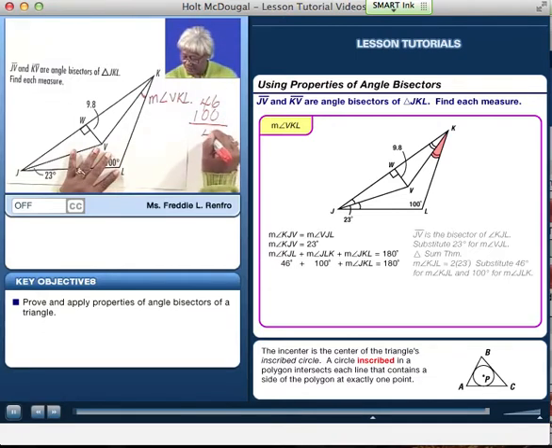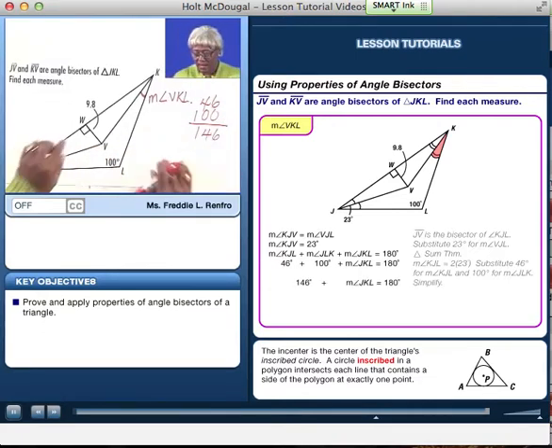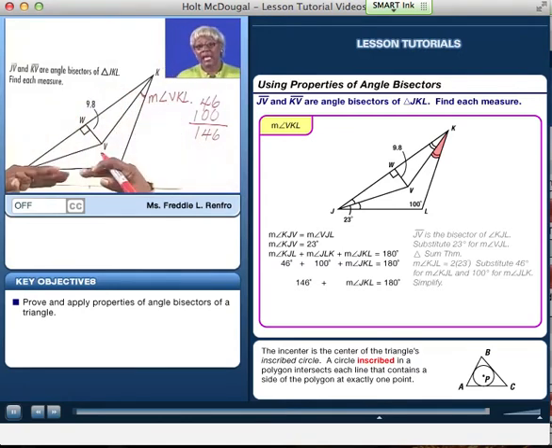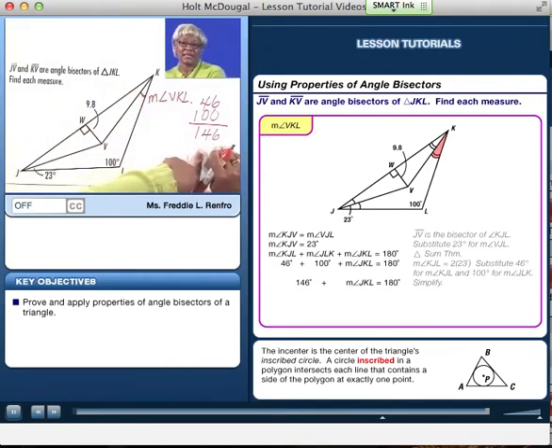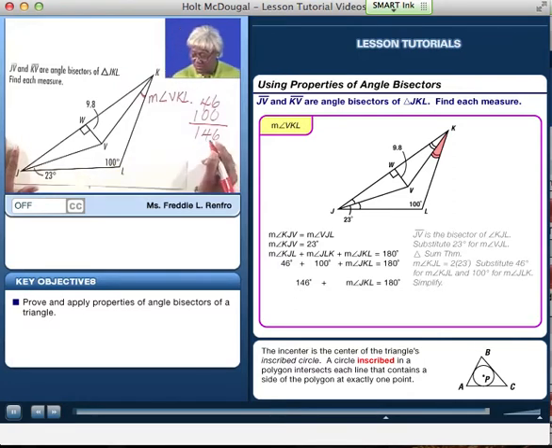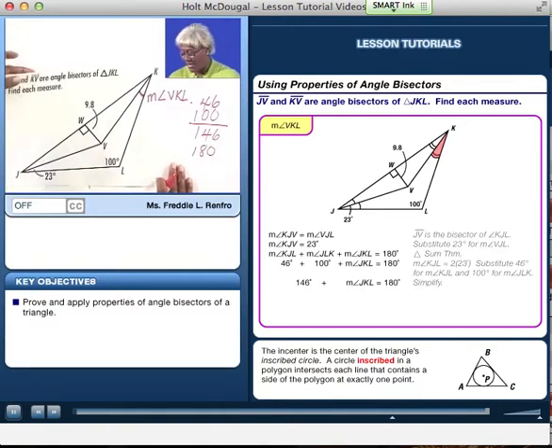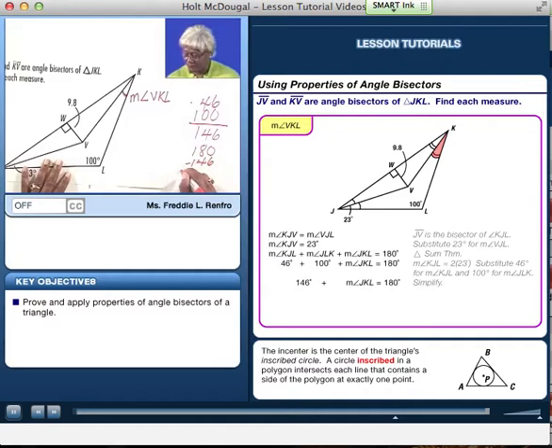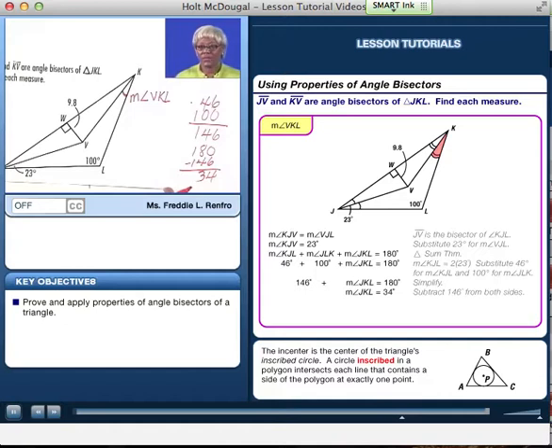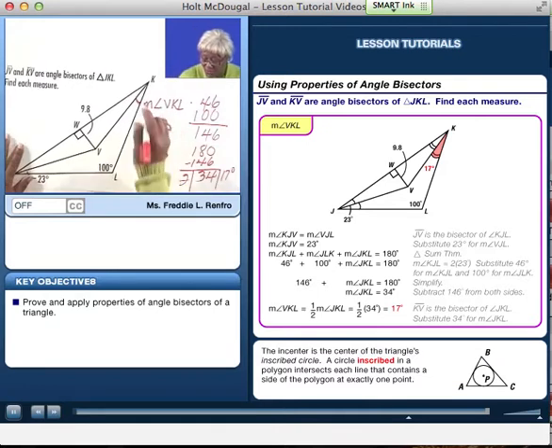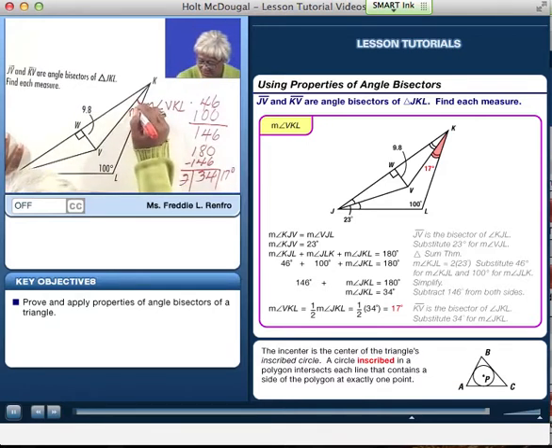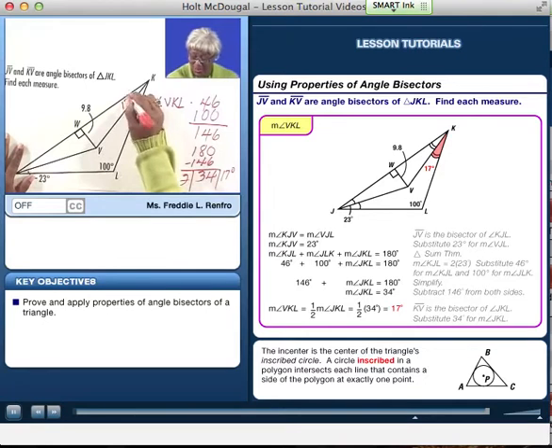When we add, we get 146. These two angles together, when I add them to 146, should add up to 180 degrees. So what I'm going to do is subtract 146 from 180. This will give you 34. Divide by 2, what do I get? 17 degrees. So this angle is 17 degrees. And so is this one, if we were asked. Well, we were only asked to find the measure of angle VKL.